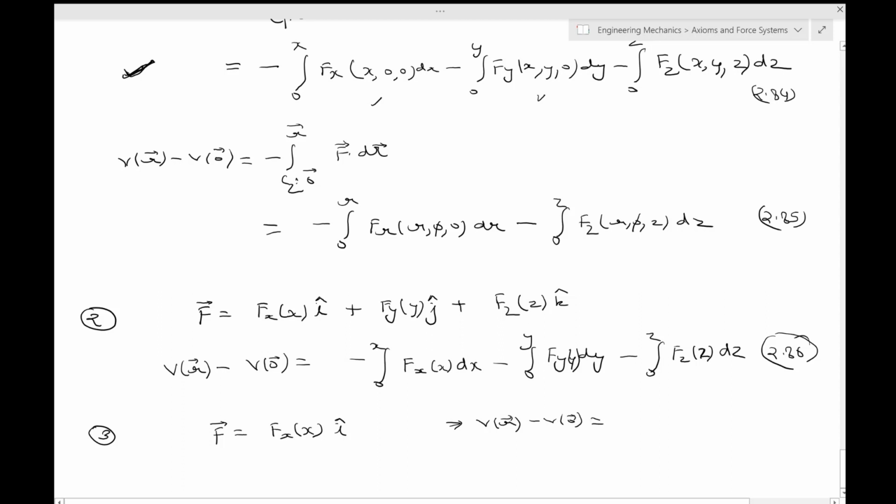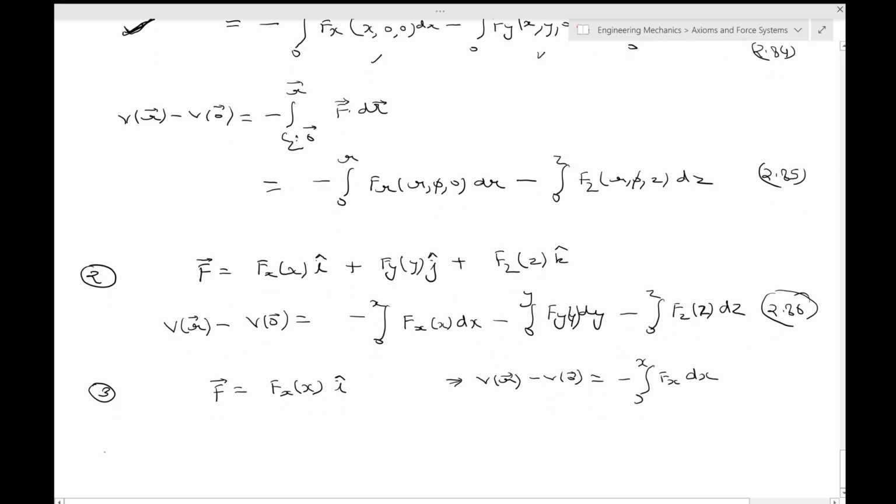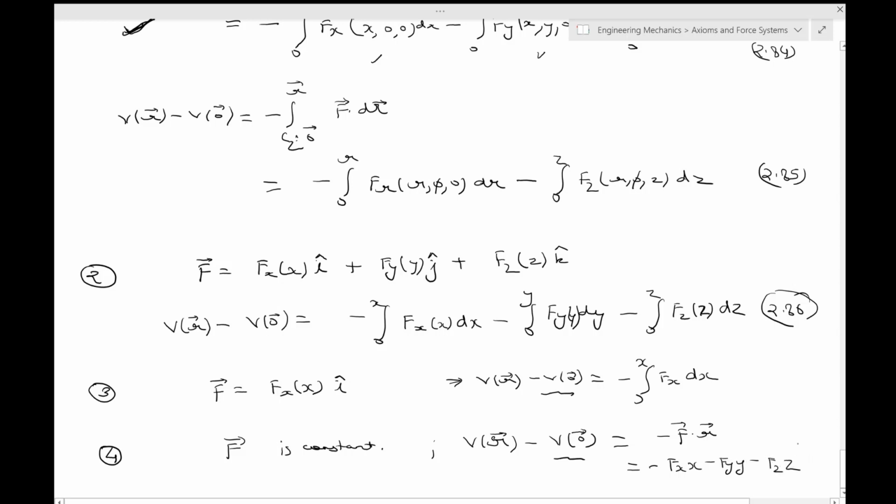Actually, I should not be writing V of 0 every time because that is 0. But anyways, this can just be written like this. Okay, and a further specialization is if F is constant. Okay, so that way we will have Vr minus V of 0. This quantity is anyway 0, these are all zeros. This is equal to minus of F dot R, or minus of Fx x minus of Fy y minus of Fz z. This is 2.87.